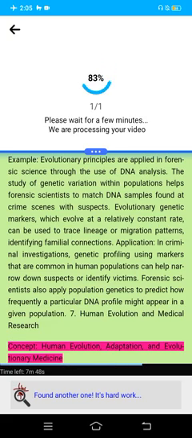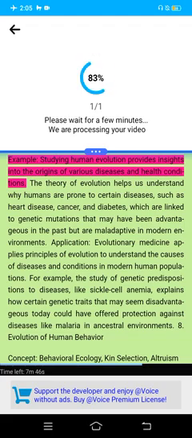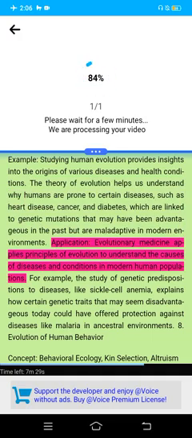7. Human evolution and medical research. Concept. Human evolution, adaptation, and evolutionary medicine. Example. Studying human evolution provides insights into the origins of various diseases and health conditions. The theory of evolution helps us understand why humans are prone to certain diseases, such as heart disease, cancer, and diabetes, which are linked to genetic mutations that may have been advantageous in the past but are maladaptive in modern environments.